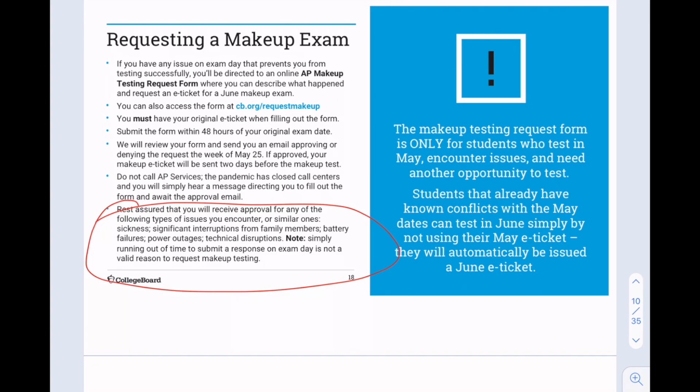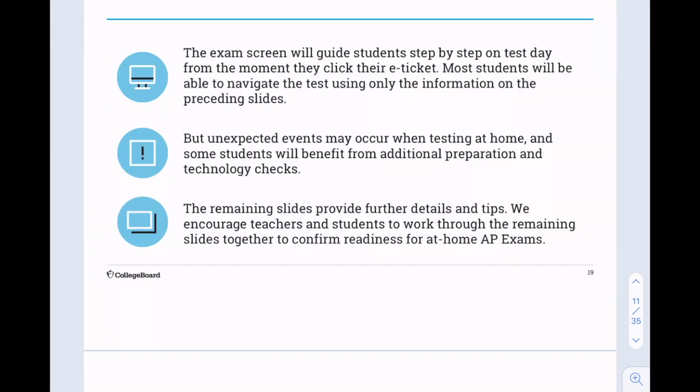Now, if it's just that you didn't finish, that's not a valid reason, and we already talked about it. You're not going to finish. Okay? It's not going to happen. So if you're having issues, you can contact College Board online, not by phone, and request a makeup. And you can also talk to me about why, and I can help you through it, okay?